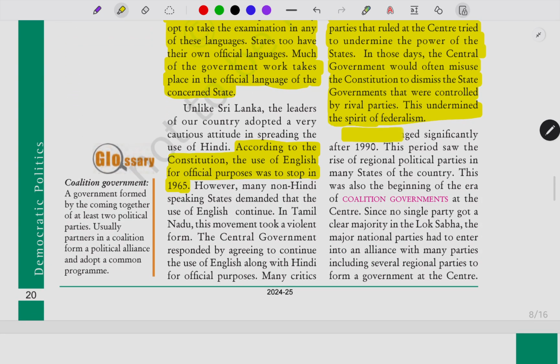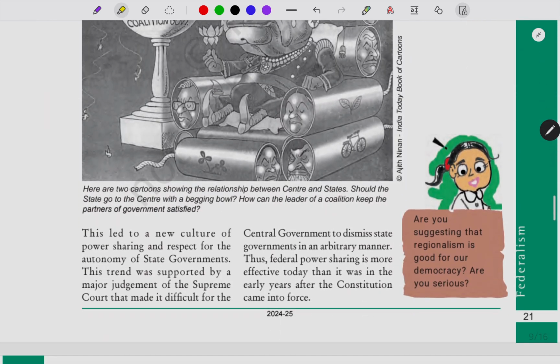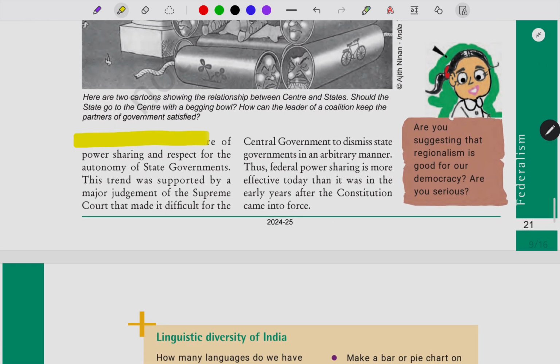All this changed significantly after 1990. This saw the rise of regional political parties in many states of the country. This was also the beginning of the era of coalition governments at the center. National parties had to enter into an alliance with many parties, including several regional parties, to form a government at the center. A new culture of power sharing and respect for the autonomy of state governments. And this trend was supported by a major judgment of the Supreme Court that made it difficult for the central government to dismiss the state governments in an arbitrary manner.